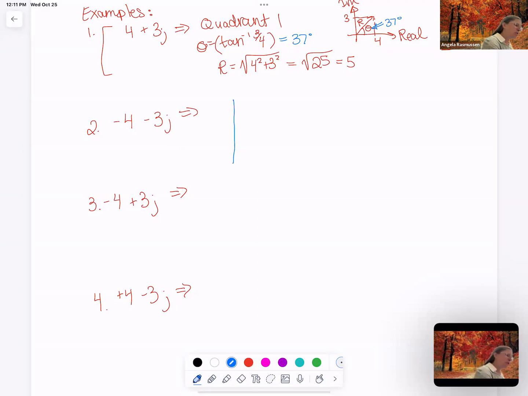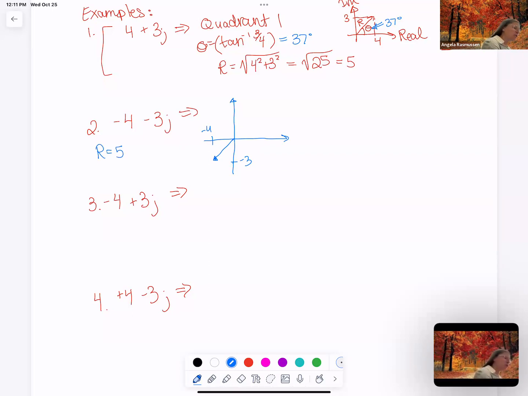Okay, so where's this vector? Third quadrant. Okay, so you go over -4 and you go down -3. So it's going to be a vector right here. So the magnitude R is going to be the same, 5.